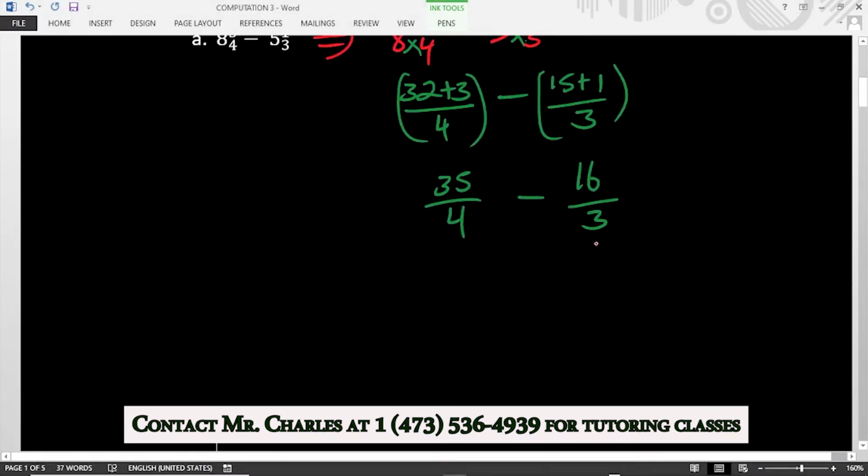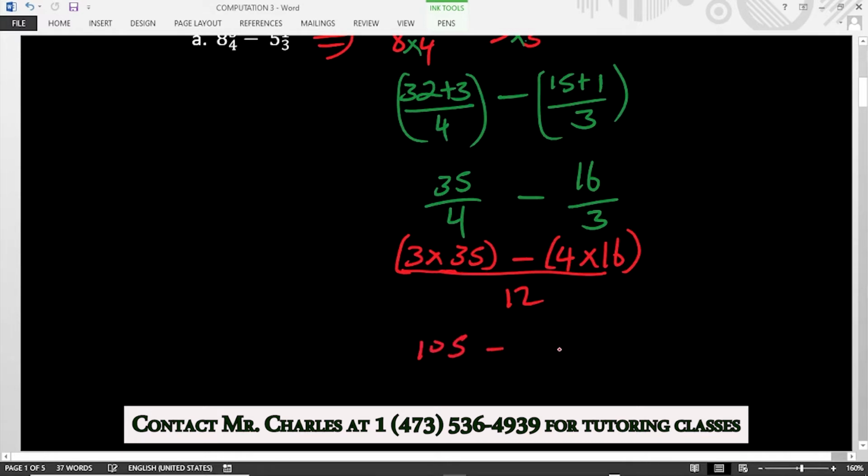The LCM of 4 and 3 is 12, so we put 12 below here. 4 into 12 is 3, and we take the 3 and multiply it by 35. Subtract: 3 into 12 is 4, and we take the 4 and multiply it by 16. 3 times 35 is 105. Subtract 4 times 16, which is 64.